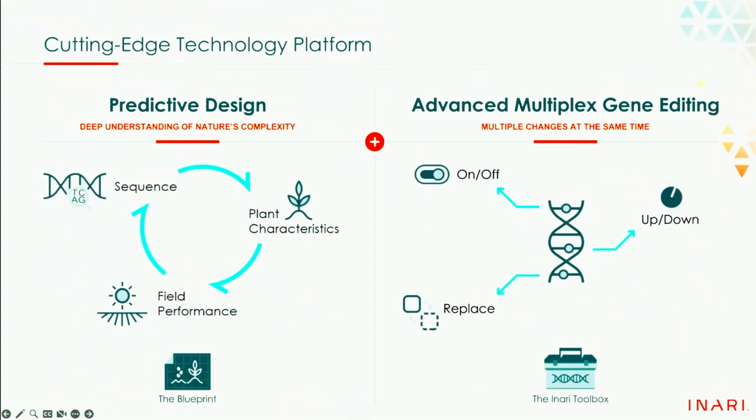So predictive design, what is it? It is a set of tools and data sets that allows us to form a feedback loop using sequencing data, plant characteristic data, and field performance data to improve our edit designs. On the other hand, we have an advanced multiplex gene editing toolkit, which allows us to perform multiple edits across multiple targets at the same time, bringing us closer to our mission of creating a better sustainable food system through better performing seeds.